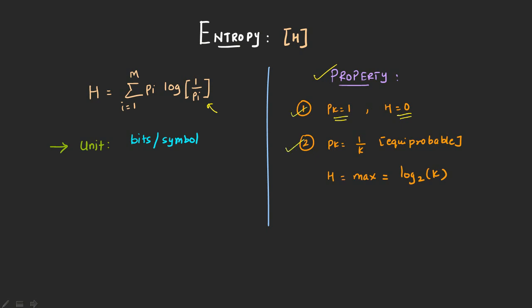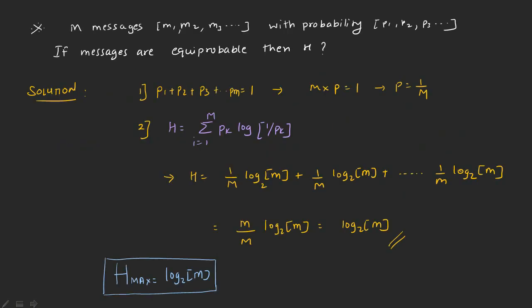Now comes the interesting point, the second point. Take special care, where pk is given as 1 by k. This means that it is equiprobable. If all of the messages have equal probability of occurrence of transmitting, then what will be the case? My entropy is equal to the maximum value, and the value would be log to the base 2 of k. Now if you wonder how this value came, let me take the derivation as well.